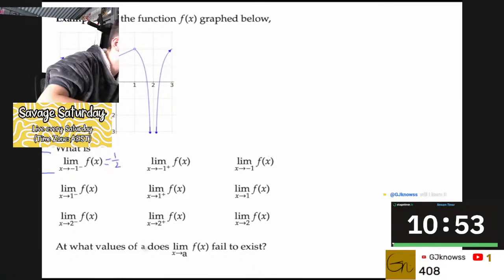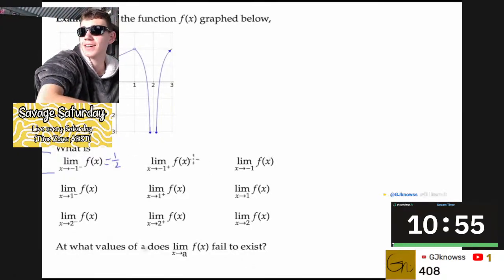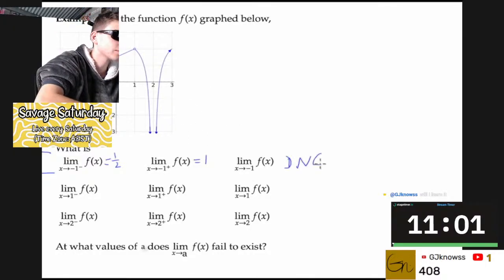When x approaches negative 1 from the right, the y values seem to be approaching a different value. So when x approaches negative 1, and we don't specify from either the left or the right, we can only say that the limit does not exist, because these two limits from the left and right are not equal.